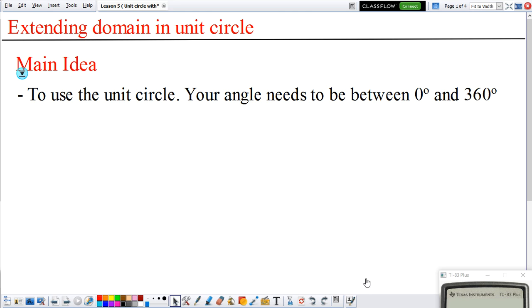Now, today we will see how we extend the domain in the unit circle. How do we find sine, cosine, or any kind of trigonometric function when your angle is not between 0 and 360? In order for us to use the unit circle, our angle needs to be between 0 and 360. That's the main idea today.